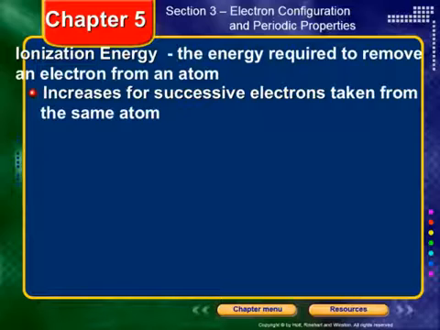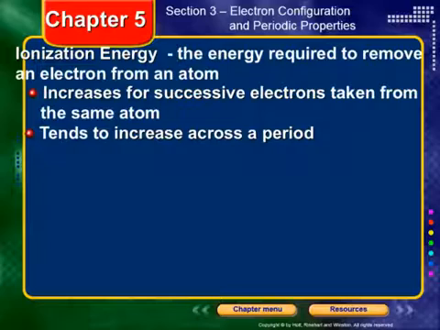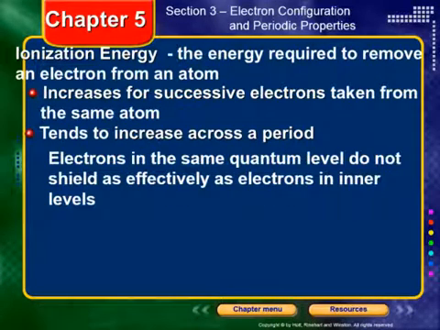And so what that means is that ionization energy tends to increase across a period. As we increase atomic number from left to right across a period, the ionization energy increases. It takes more energy to remove an electron. The reason for this is that electrons in the same quantum level, n equals 1, n equals 2, n equals 3, do not shield as effectively as electrons in inner levels.